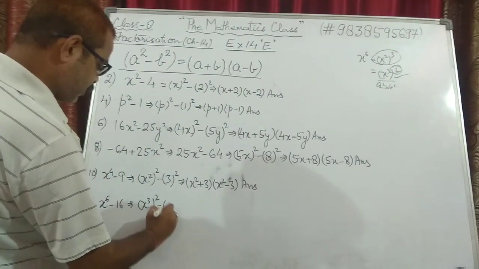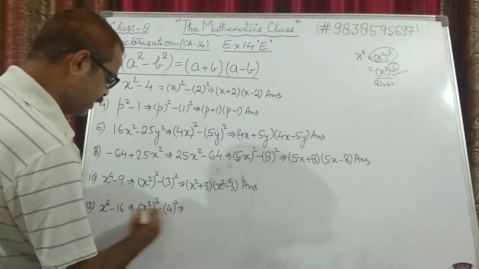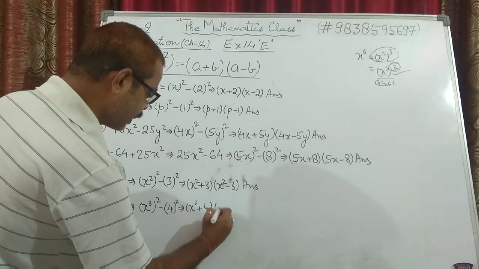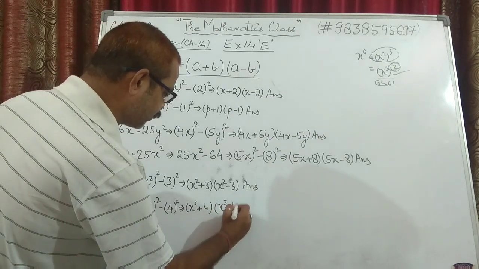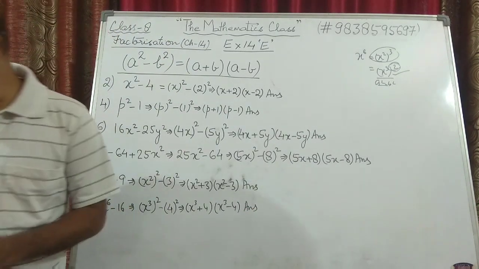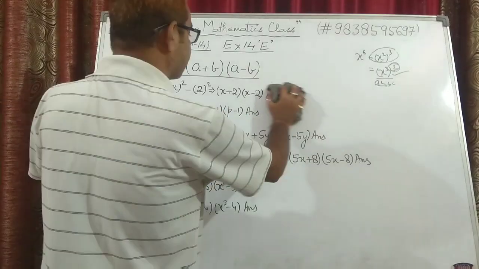Then 16 is the square of 4, so 4 square. Now a plus b: a is x cube, so x cube plus 4 and x cube minus 4, that is a plus b and a minus b. Now we have done up to 12. Next will be question number 14.